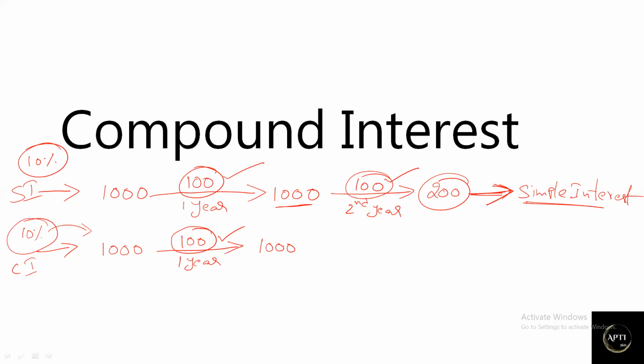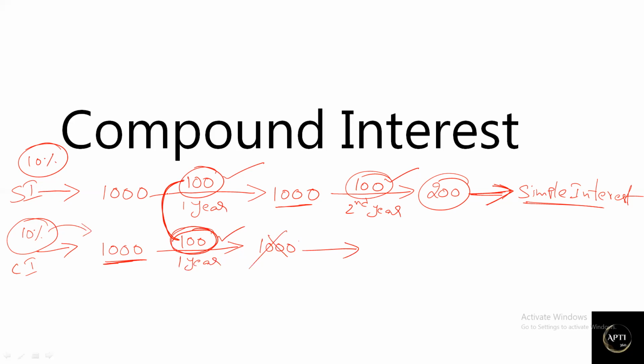Can I take 10% of 1,000 in the second year? No, this is wrong. We have to take the previous principal and add the interest earned in the first year. If you observe, the first year simple interest and compound interest are the same. Always remember, for the first year simple interest and compound interest are the same, but from the second year it will differ.